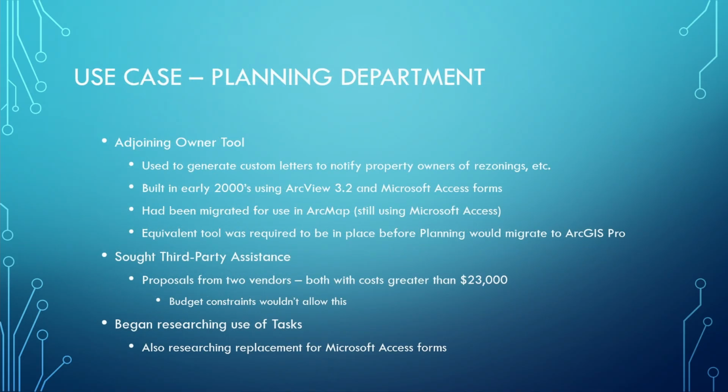So I want to talk specifically about this one tool that was my hurdle for migrating the planning department. It's what they call their adjoining owner tool. They utilized this when they needed to notify all the property owners of a rezoning or a special use case and that kind of thing.